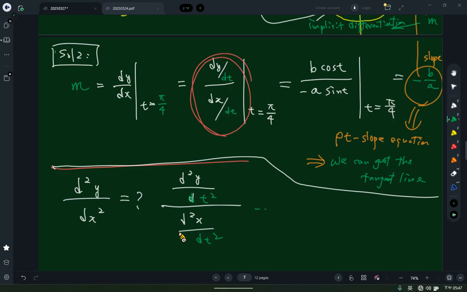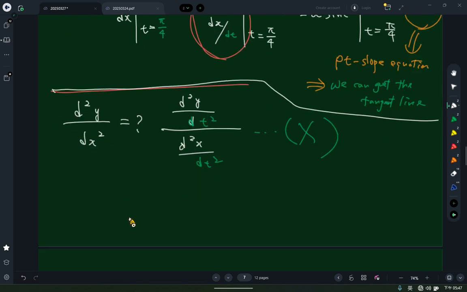Actually, it's wrong. You cannot do it by this one. This is D, okay? You cannot do it by this one. The correct one should be, try to calculate y prime first. Y prime should be dy over dt over ds over dt.